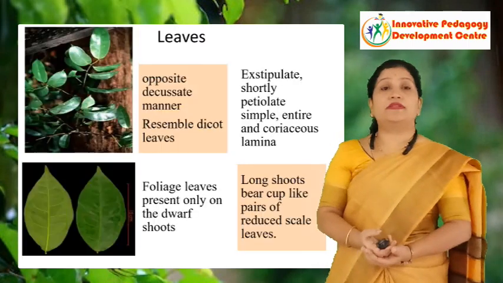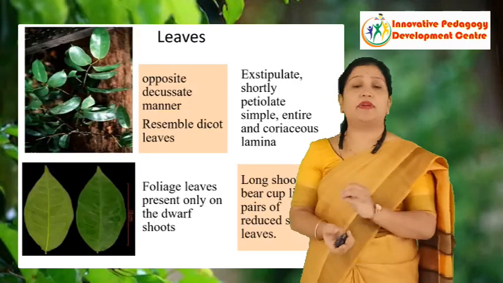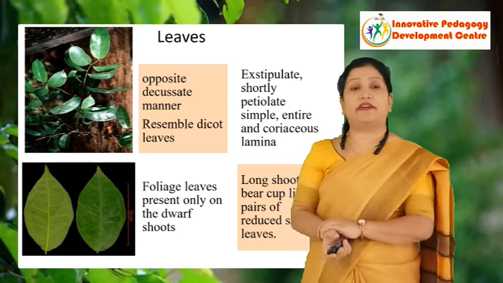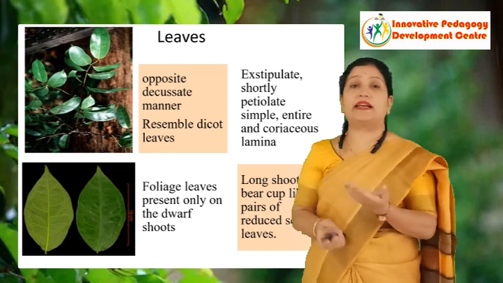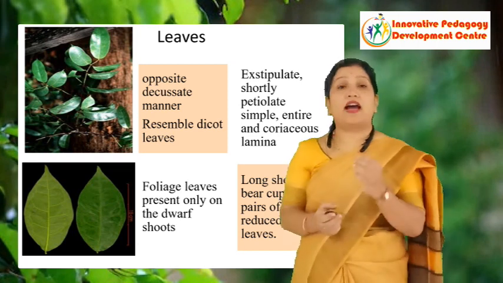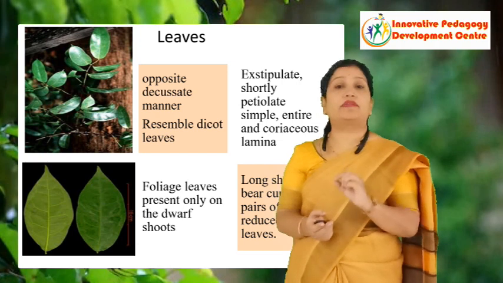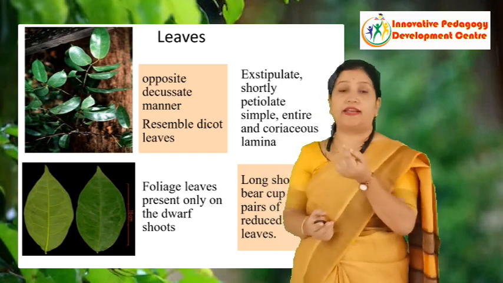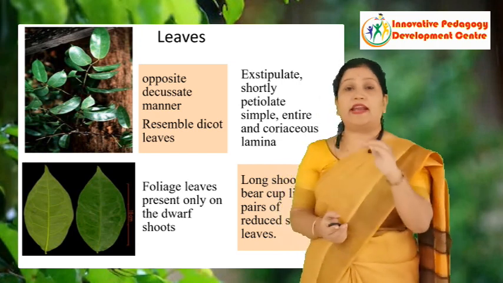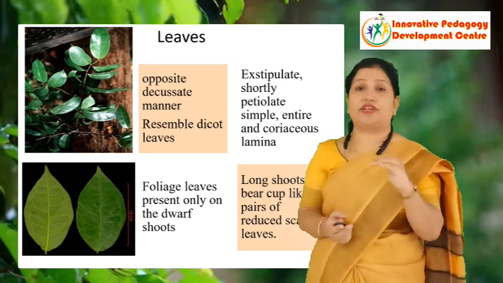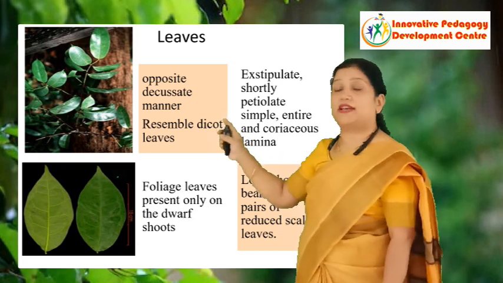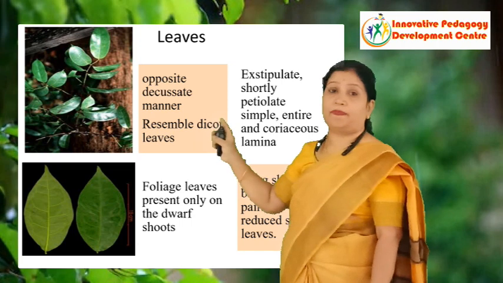When we see the leaves, morphologically they are just similar to dicot leaves. Their phyllotaxy is opposite and decussate, and they are exstipulate. That means they do not have stipules, and the petiole is very small. Then they are entire, that means there is no undulation, and they are coriaceous, that means they have a leather-like lamina.